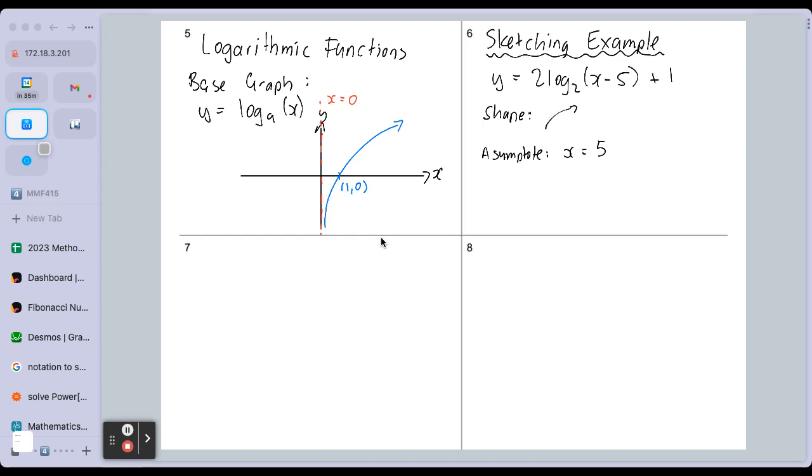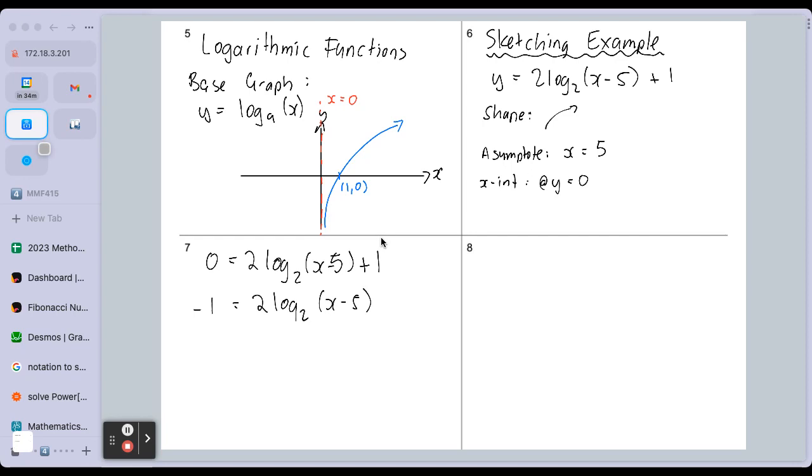If you wanted to, you could write y-intercept does not exist if you want to be consistent with the way you work things out. I'm not going to write that down because I just tend to write the things I need rather than everything. X-intercept is at y equals 0. So let's work it out. 0 is equal to 2 log base 2 of x minus 5 plus 1. So minus 1 is equal to 2 log base 2 of x minus 5.